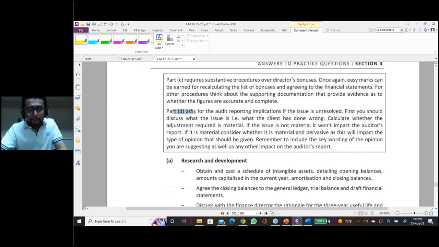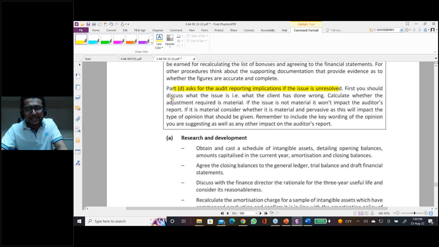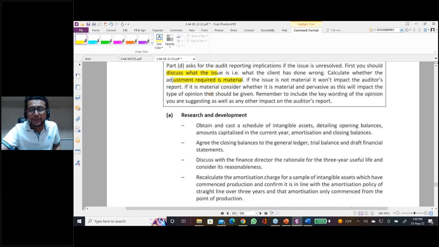Okay. What about part D? Part D asks for audit reporting implications if the issue remains unresolved. So first of all, you should discuss what the issue is. Let's highlight the important things. We need to discuss what the issue is; that will give us one mark. We have to explain that the client is doing something very wrong. Then we have to tell them whether the adjustment is material or not. So the second mark could be obtained by calculating the materiality. The third mark could be obtained by expressing what correct accounting treatment should be made by the client. But considering they are not doing it, I will express my opinion and I will also express my impact on the audit report. So there are four things in front of you, but overall there are five.